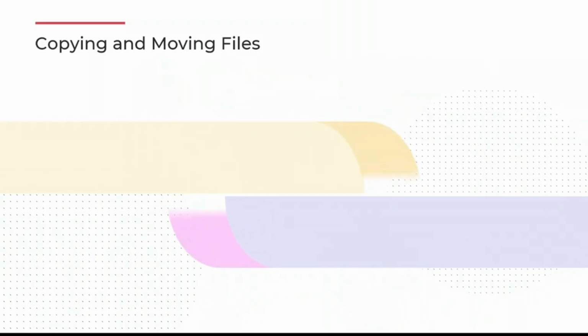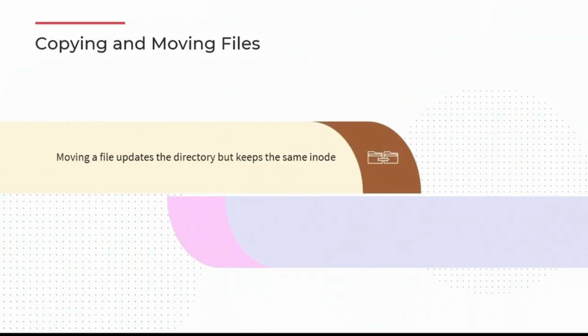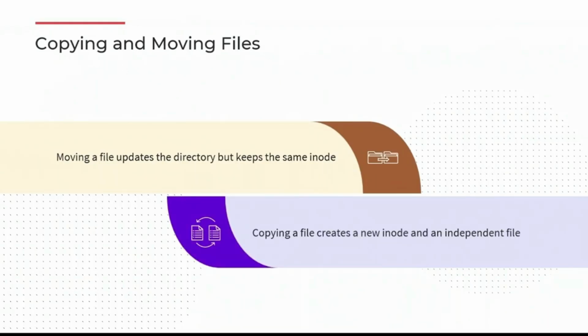What happens when you copy or move a file? Let's say you move a file from one folder to another on the same disk. In that case, you're just changing the directory entry, the name, and the location, but the inode stays the same. It's like moving a book from one shelf to another while keeping the same catalog card. But if you copy the file, Linux creates a brand new inode for the copy. That's like writing a whole new book and giving it a fresh catalog card, leaving you with two independent files with different inodes.